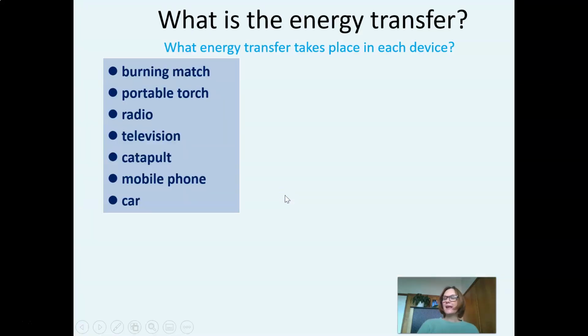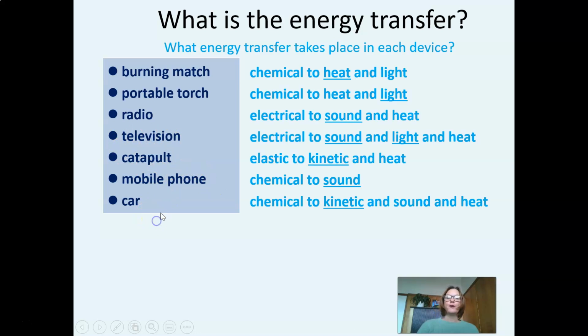Okay, what energy transfer takes place in each device here? Look at a burning match, a portable torch, a radio, a television, a catapult, a mobile phone, and a car. Right, so basically the burning match goes from chemical and heat is released as well as light. A portable torch, chemical from the batteries to heat again and light. Okay. Radio, electrical to sound and heat. Television, electrical to sound and light, and also gives off a bit of heat.